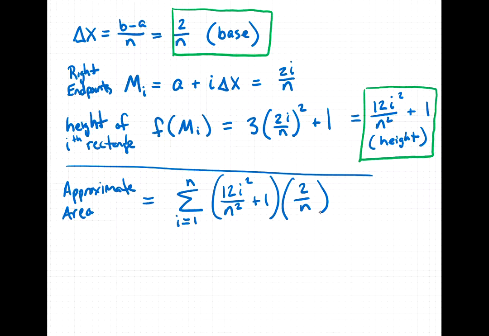All right, so let's see if we could do a little algebra here. Let's multiply out. So it looks like if we multiply the 2 over n to each of those terms, we'll have the summation i goes from 1 to n of 24i squared over n to the third. So 2 times the 12i squared, and n times the n squared, and then plus 2 over n times 1.